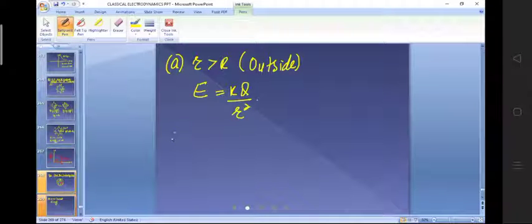Fine. Okay. B part is that you want to calculate electrostatic field inside. Now small r is less than capital R. Let me derive it out. So quick derivation, I will show it here.